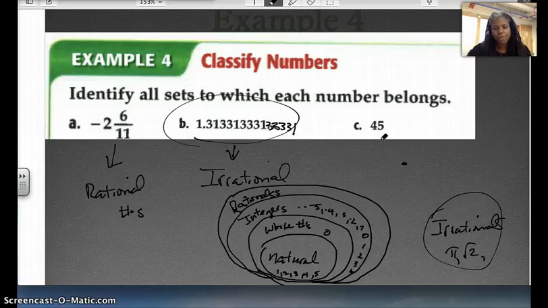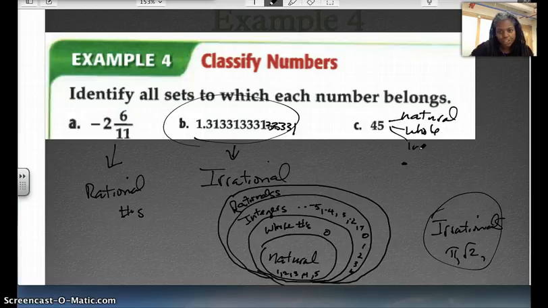And over here, the number 45. Number 45 is natural. If I count, starting with 1, going up by whole numbers, I'm definitely going to get to 45. The fact that it's natural and it's in the center of these concentric circular things, then it's everything else. So it's natural, it's whole, it's an integer, and it's also rational.